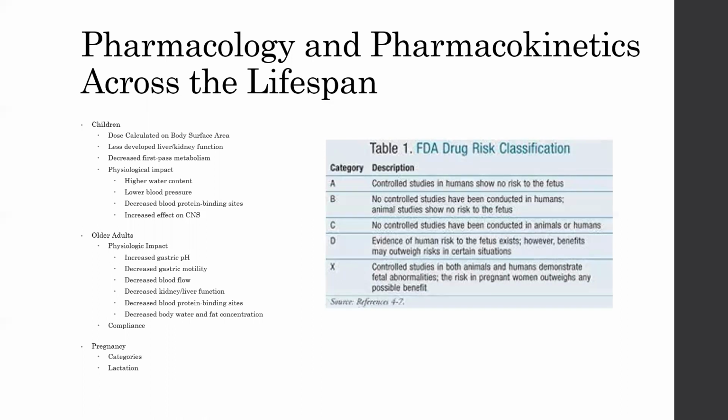Category C is when there have been no studies conducted in animals or humans, so we don't know if it's dangerous to the fetus or not. Category D is there's evidence of human risk to the fetus. However, the benefit may outweigh the risk, and that's something that both the pregnant person and their provider would need to determine. And then category X are ones that show in controlled studies in both animals and humans that it can cause fetal abnormalities, and the risk in pregnant women outweighs any possible benefit. And that is it for Pharmacology Mini number 1.